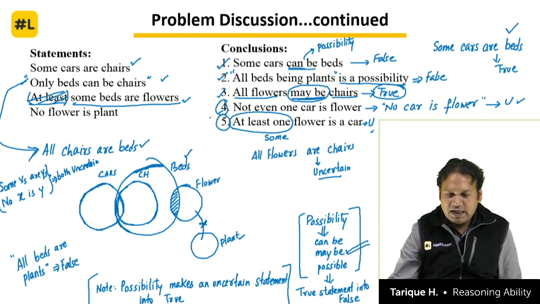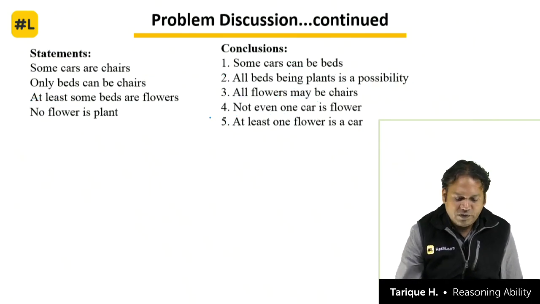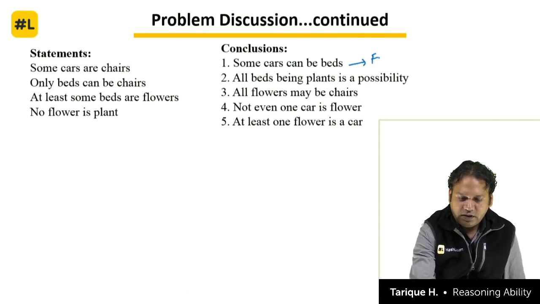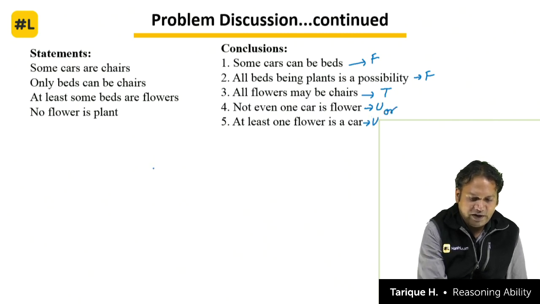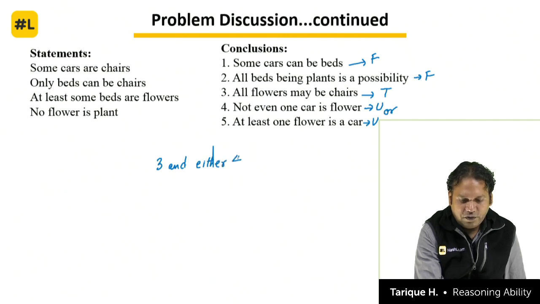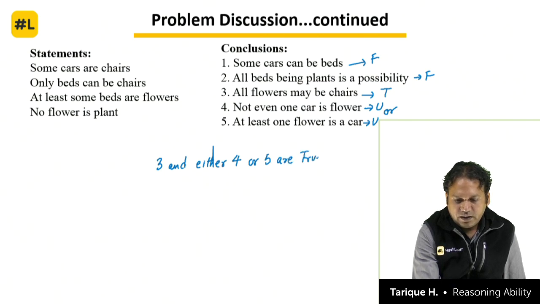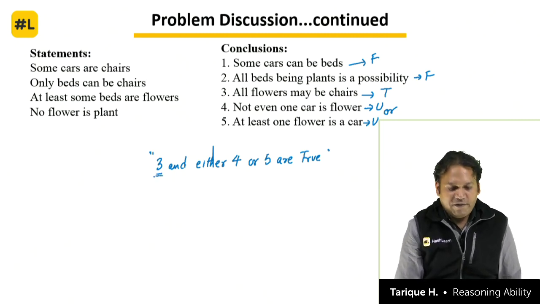So we will say what is the answer. Now remember here, first one is false, second is false, third is true, 4 or 5. So we know the first one is false, second one is false, third one is true, fourth is uncertain, fifth is uncertain, and that becomes either or situation. So final answer will be 3 and either 4 or 5 are true. This is the final answer. Third conclusion is true and either 4 or 5 are true.